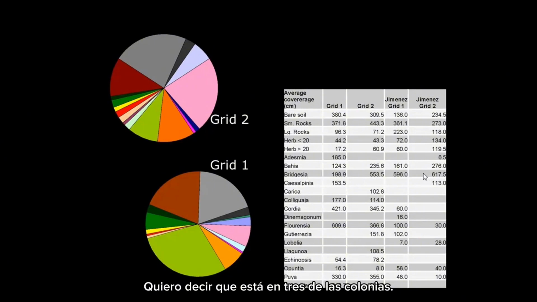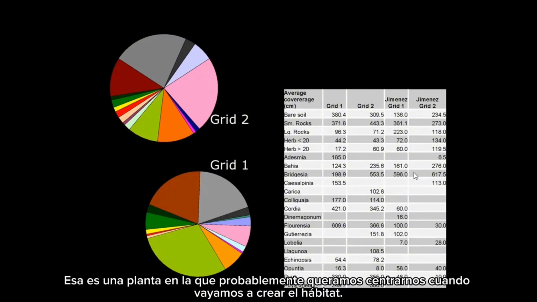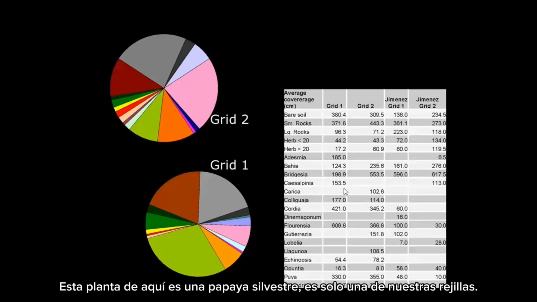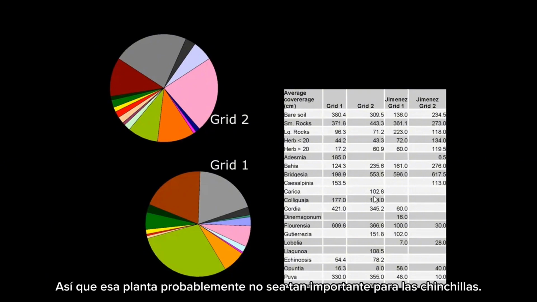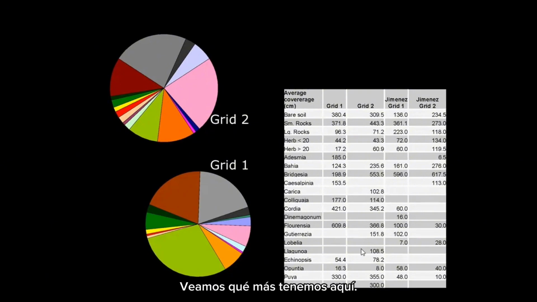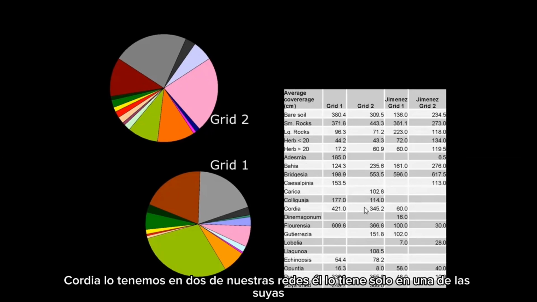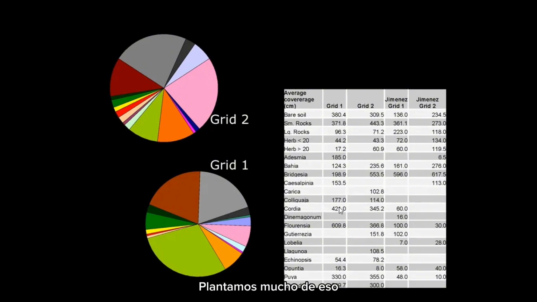It's in 3 of the colonies, so that's a plant we probably want to focus on when we go to make habitat. This plant here is a wild papaya. It's only in 1 of our grids, not in the other 2, so that plant probably isn't as important to chinchillas. Let's find something that I know. Where is Cordia? We have it in 2 of our grids. He has it in only 1 of his. We do plant a lot of that.